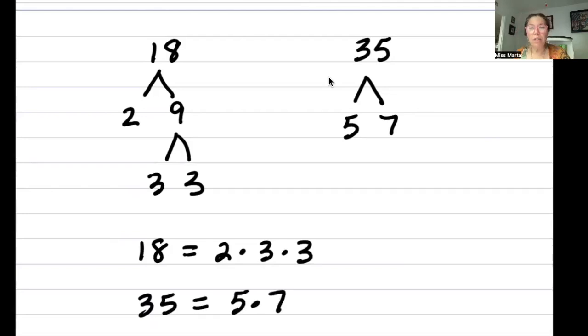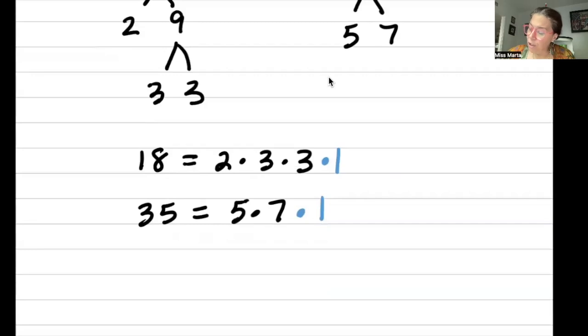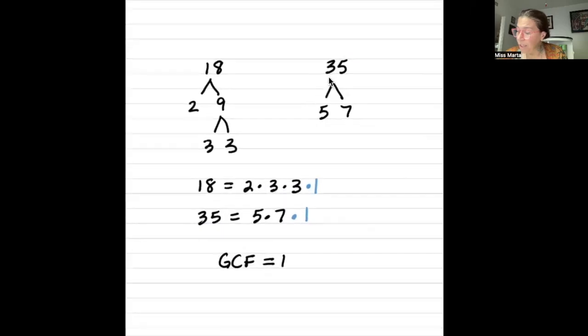And if you notice, there aren't any common factors. The only common factor actually is 1. And I'm just highlighting it there in blue so that you can see the GCF for these two numbers is 1. The GCF equals 1. That's the biggest number that can divide both 18 and 35.